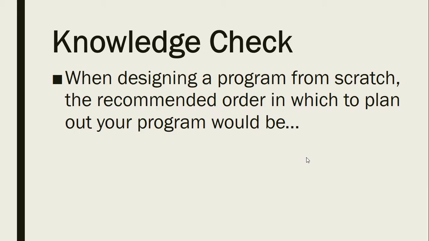All right. So when designing a program from scratch, the recommended order in which to plan out your program would be... And so we talked about this earlier. We've been doing block-based coding right now, lots of abstraction. Eventually, we're going to move to text-based coding, and not too long. We've also got pseudocode, where it's not real code, but you're starting to think out the logic of it. And then, of course, we have natural language. So in what order should those things occur when planning out a program from scratch?